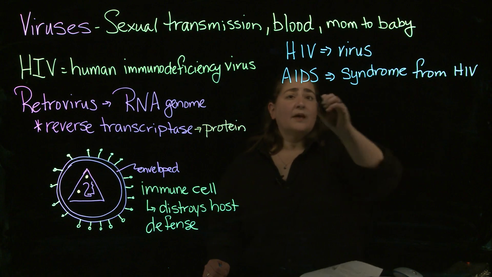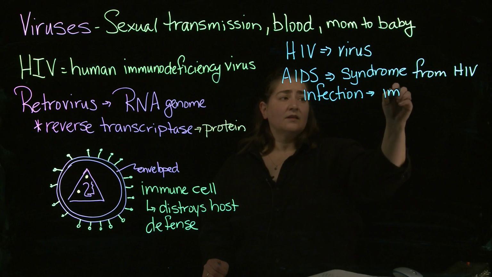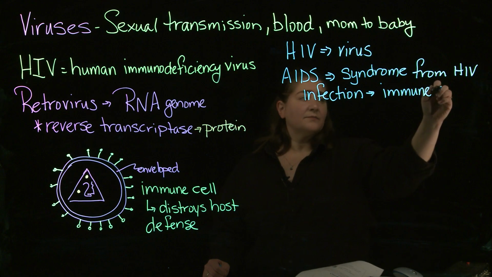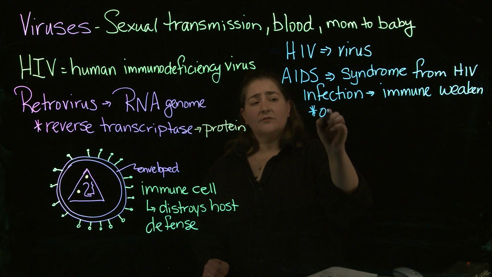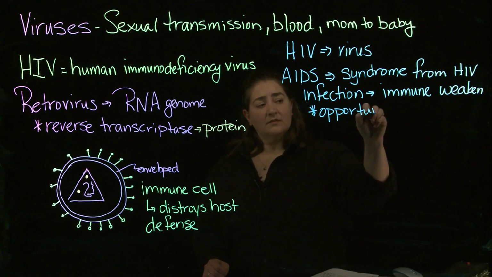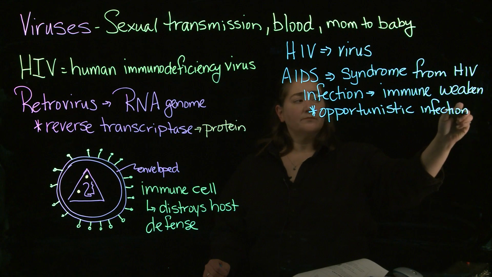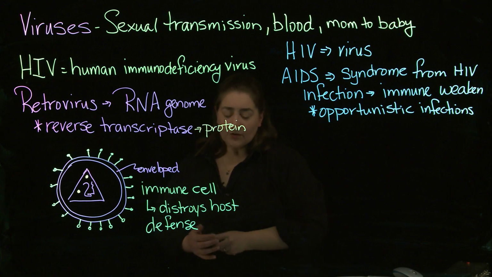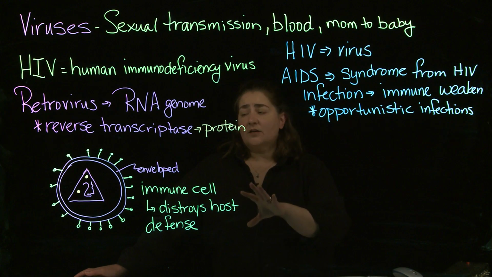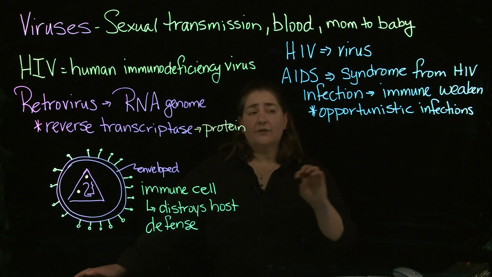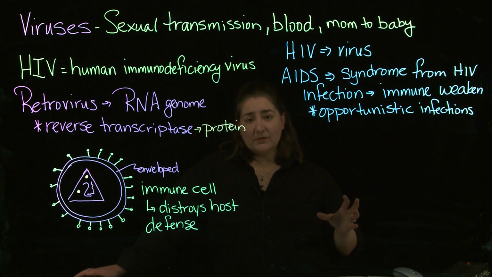And really what ends up happening is the immune system is weakened, and that allows a lot more opportunistic infections to occur. All right? So in terms of that HIV virus, all right, it's an RNA genome, it's an enveloped virus. There's a difference between the virus itself and the syndrome that results in the death of the patient, all right?